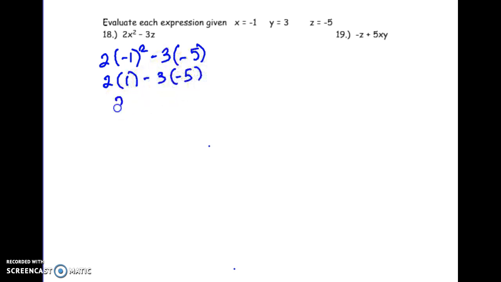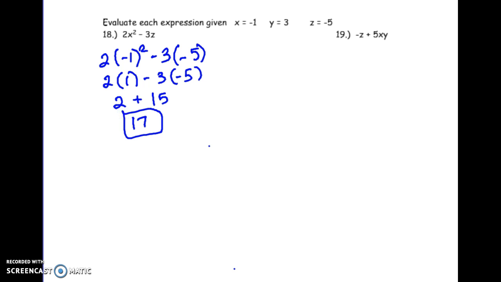All right, looking at number 18, we're going to evaluate each expression, and we're going to plug in values. So we've got x, y, and z. This would be 2 times x squared, which is 2 times negative 1 squared, minus 3 times my z, which would be negative 5. Then I'm going to evaluate by doing order of operations. This would be 2 times 1 minus 3 times negative 5. So we've got 2 plus the 15, so we'd have 17. So for 18, the answer should be 17.